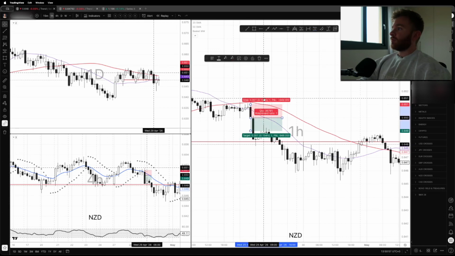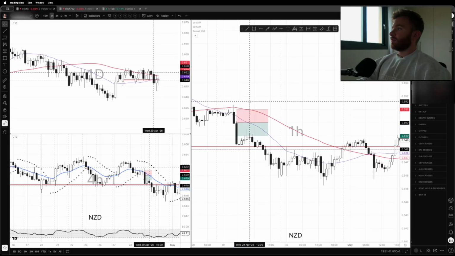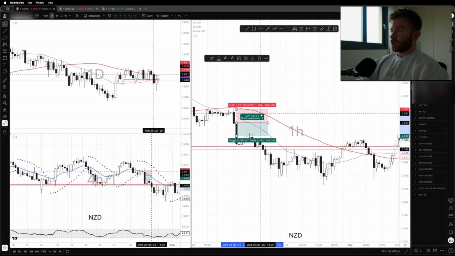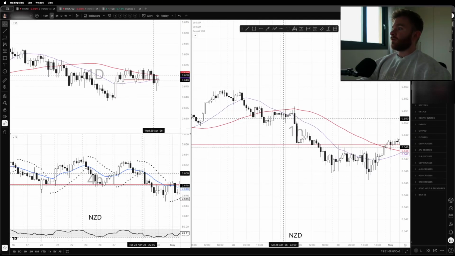You could have had a stop further up. It's not working for some reason. You know why? Because you can't even trade this chart. So this is just a good example of when you can try and get into a trade.